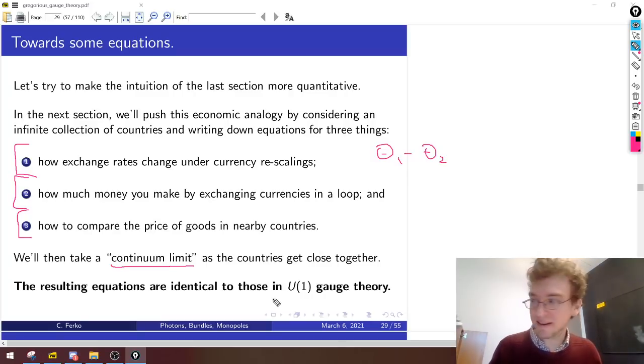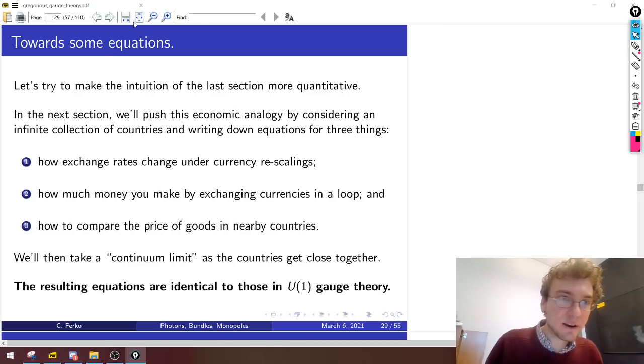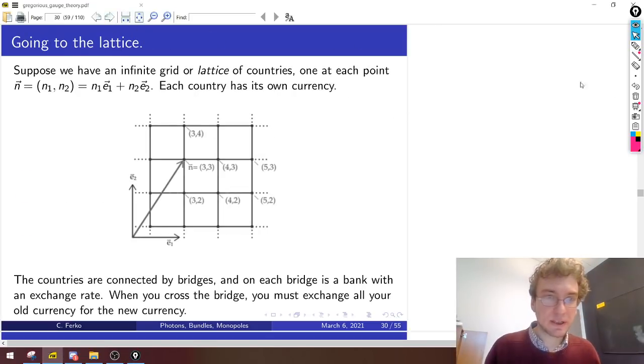And again, in case you're unhappy because you think this is all very silly or something, I just want to emphasize that we will get accurate equations for U1 gauge theory. So even though I'm being a little cavalier by talking about money, it's actually useful. Okay, so enough talk, let's actually do it. So let's go to the lattice.